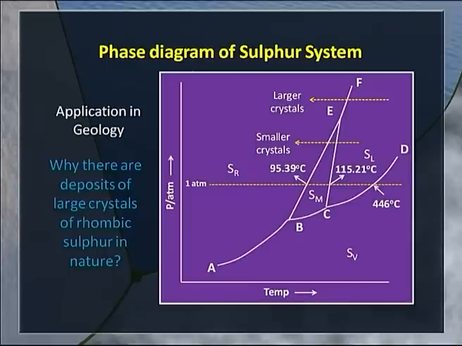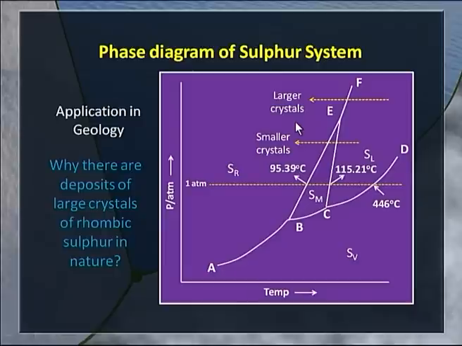Therefore, we can find out the conditions under which such a change must have taken place. Definitely the path followed in this case must be corresponding to conditions much above this triple point E. So, at which liquid sulfur slowly, as it is cooled, gets transformed into rhombic sulfur, giving sufficient time for the rhombic sulfur crystals to grow to very large extents.